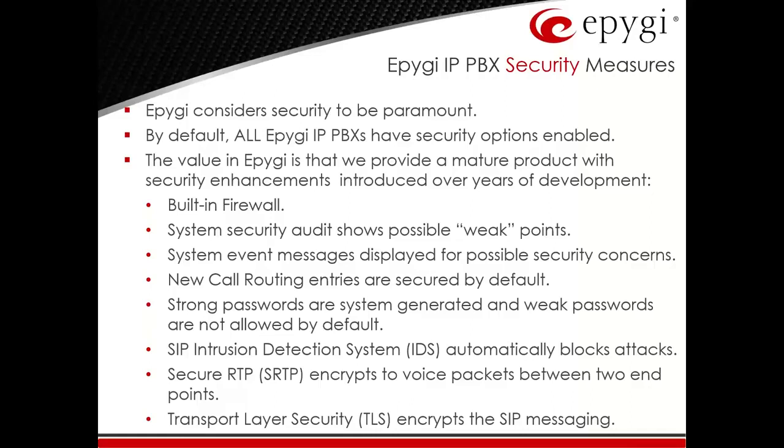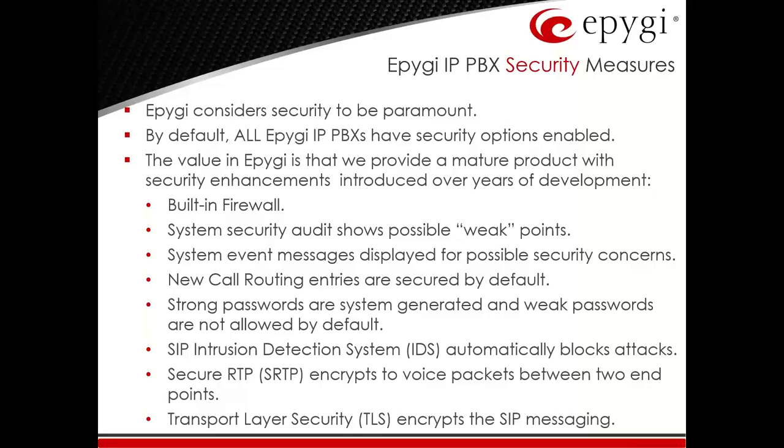All right, we've got a built-in firewall. We have a system security audit that shows any possible weak points. System event messages can be displayed for possible security concerns. You can even be alerted; you can receive emails about these events. Any new call routing entries that are added are secured by default. Actually, the entire system is secured by default, and as you begin to move forward and configure the system, you want to make sure that you're able to maintain that security, and that's part of the training process and documentation we have out there.